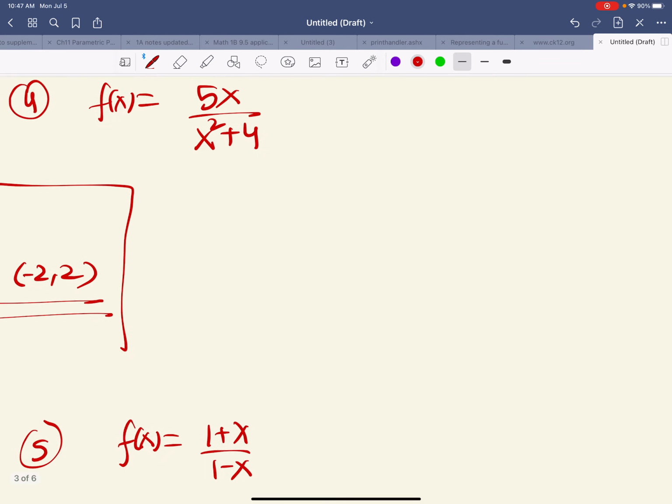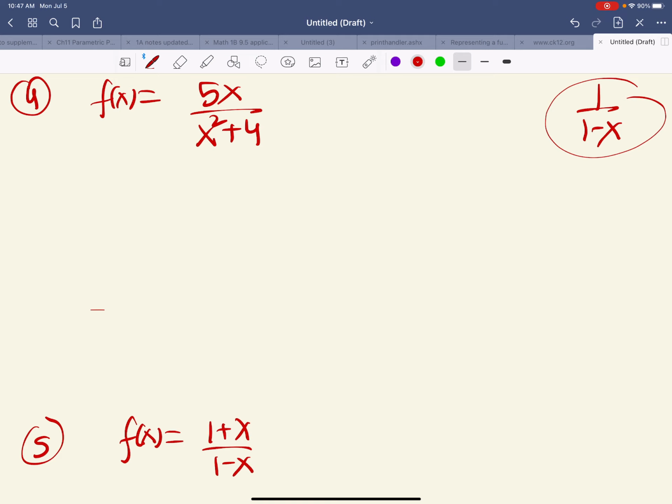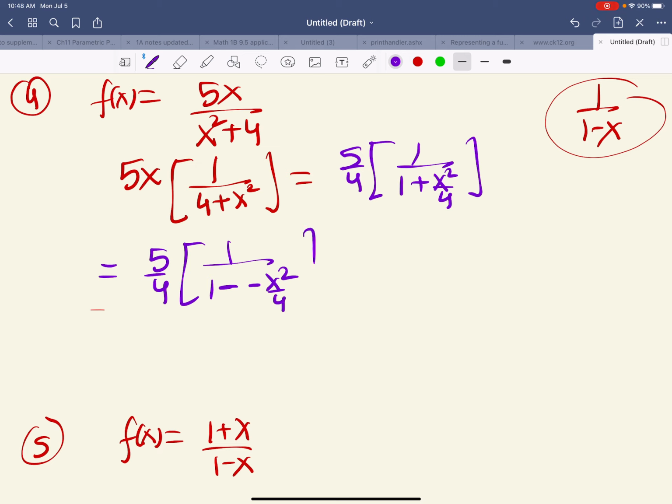See next example, number 4. For number 4, again, we want to write it in the form 1 over 1 minus x. That's our goal. So I can pull the 5x outside, and over here I'm going to write it as 4 plus x squared. I'm going to go ahead and pull the 4 out. 5 over 4, 1 over 1 plus x squared over 4. All right, almost there. So 5 over 4, I can write it as 1 minus (-x squared over 4). It's going to be the same thing. Negative times negative is a positive.